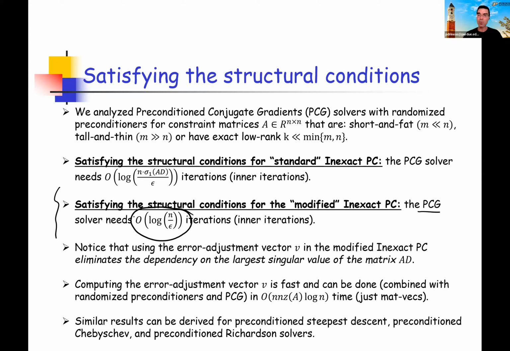I have the same epsilons for the solver and for the overall convergence of the interior point method. I could have different epsilons. This just confuses things a little bit more, I guess. And the paper has similar results for preconditioned steepest descent, preconditioned Chebyshev, preconditioned Richardson, all those things.